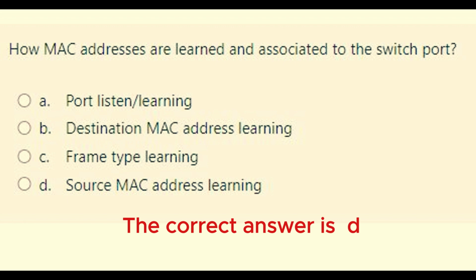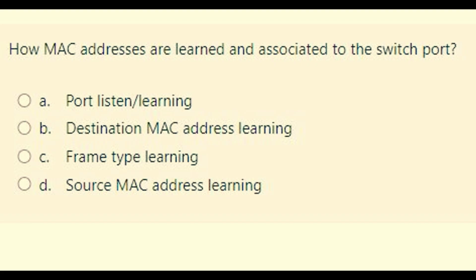Why not the other options? A. Port listen/learning: not a standard switching term. B. Destination MAC address learning: switches don't learn from destination addresses. They use them for forwarding decisions after learning from source addresses. C. Frame type learning: frame types, Ethernet 2, 802.3, etc., don't determine MAC address port associations. This learning mechanism is fundamental to how Ethernet switches build their forwarding tables and enable efficient, targeted frame delivery instead of broadcasting to all ports.